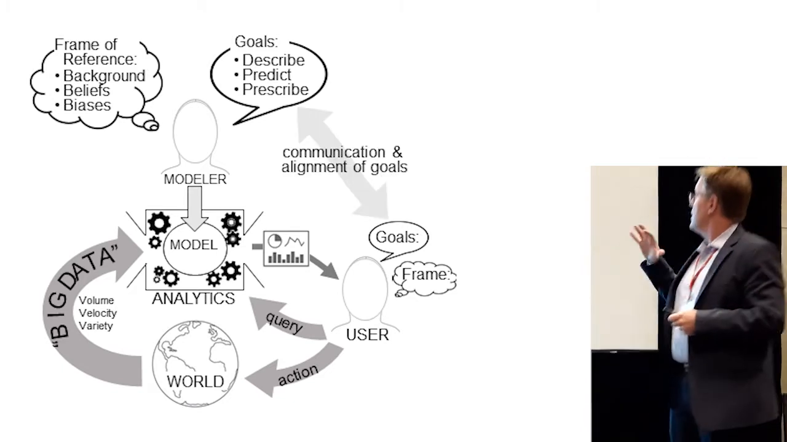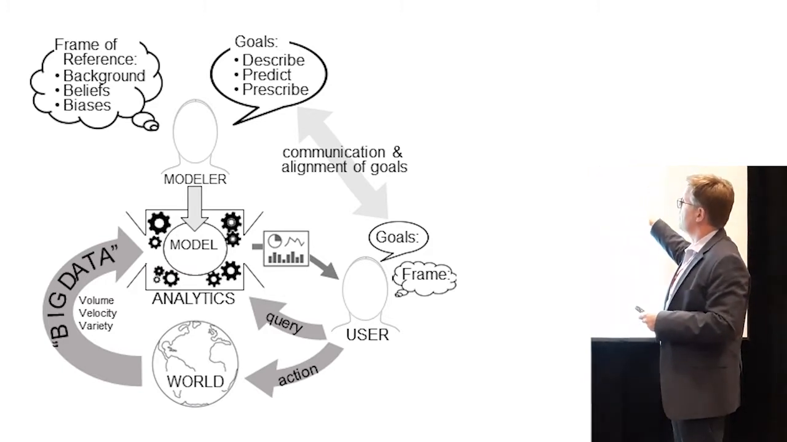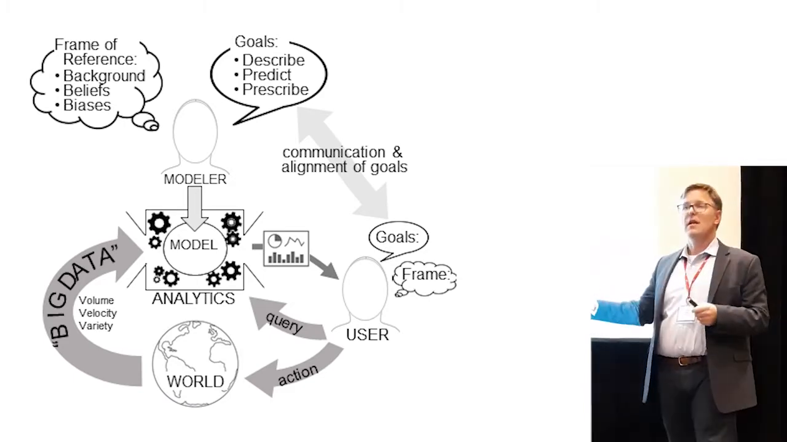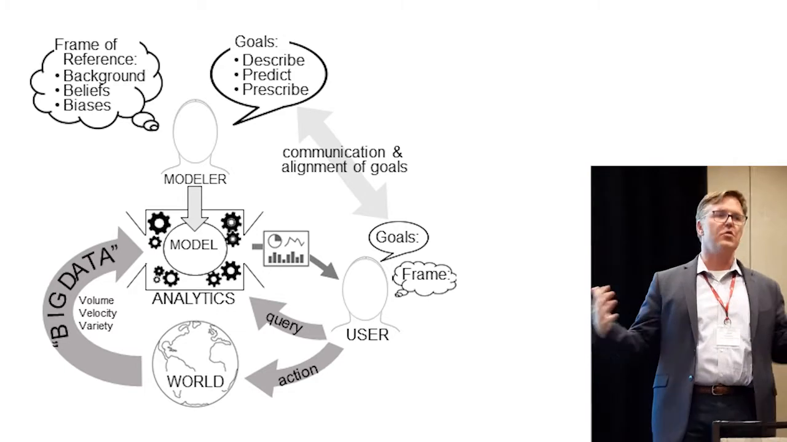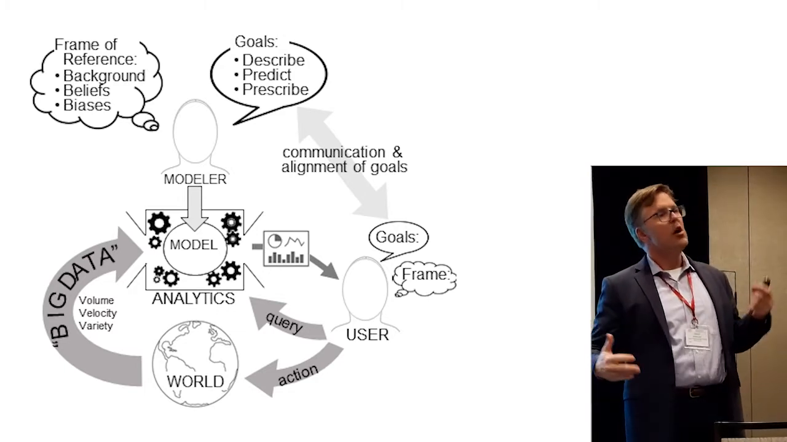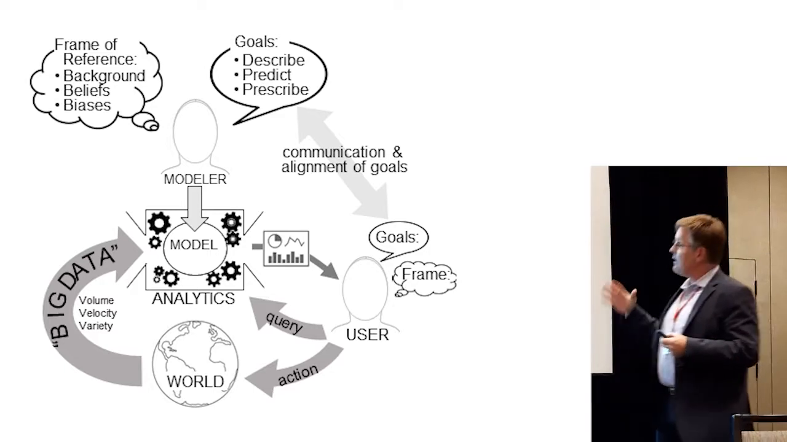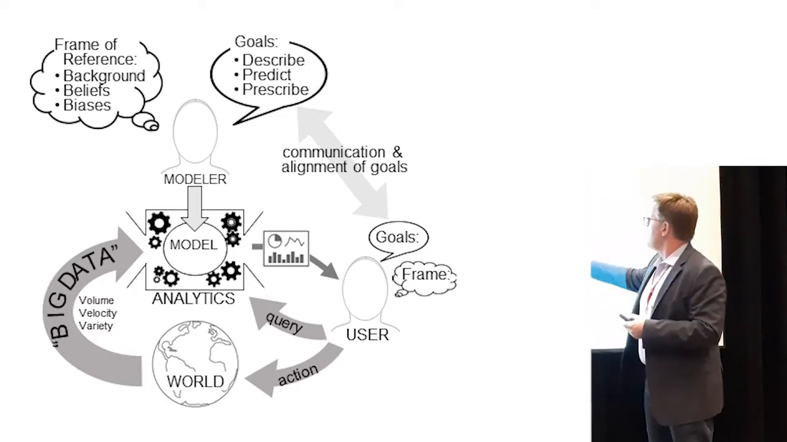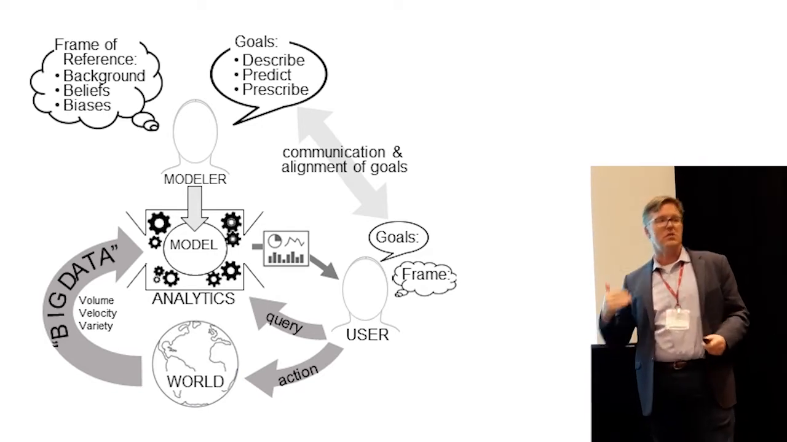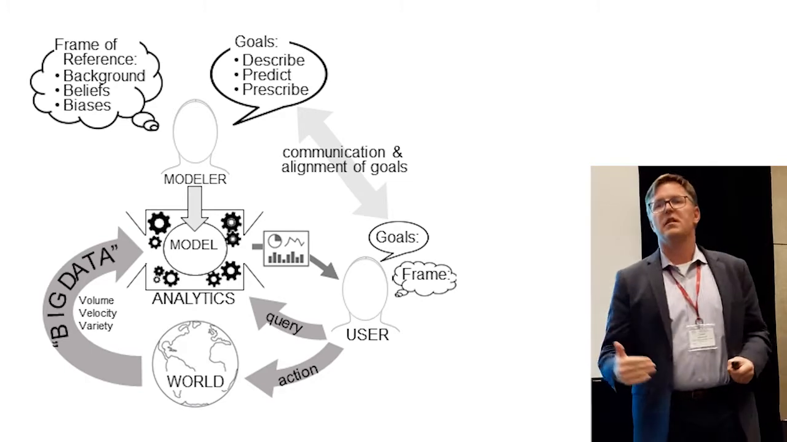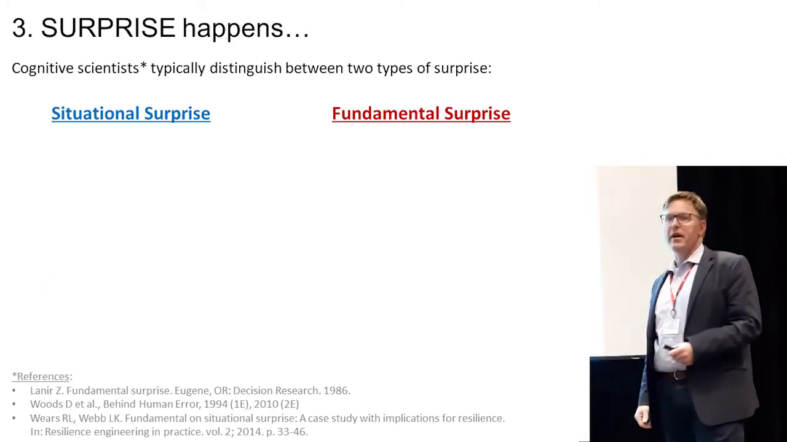And so, in fact, what's really important in this context is the communication and alignment of goals between the modeler and the user. Many famous analytic efforts failed because the modeler and the user weren't really talking the same language, or were using the same language but talking past each other in some way. But if done correctly, the modeler and the user work together and this feedback loop works great. At least that's how it's supposed to work. Of course, there are things that go wrong, and the things that go wrong we want to talk about in the form of surprise.